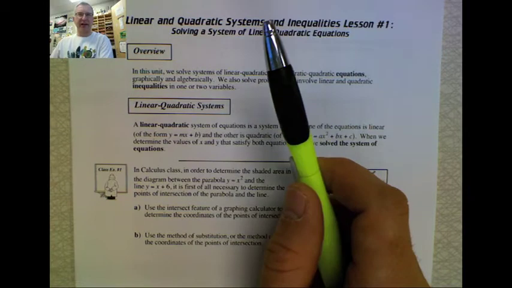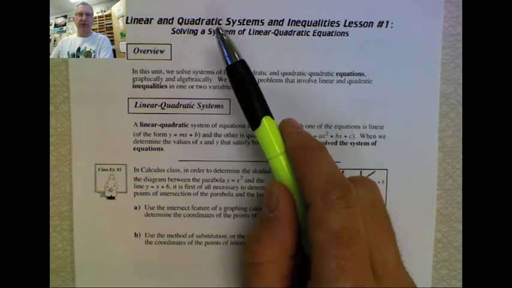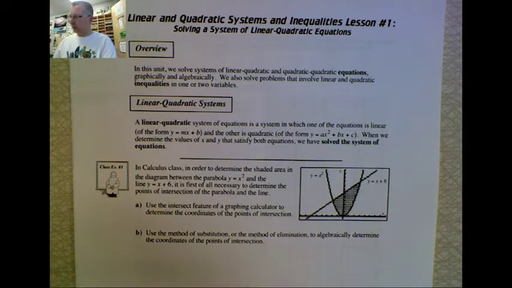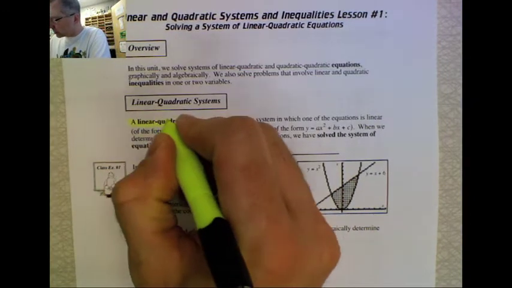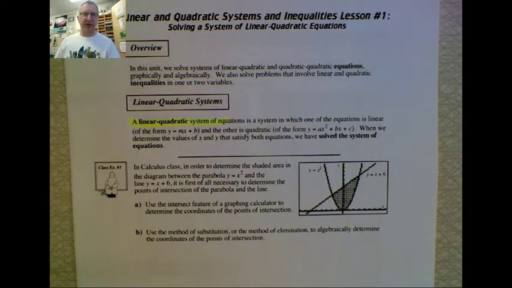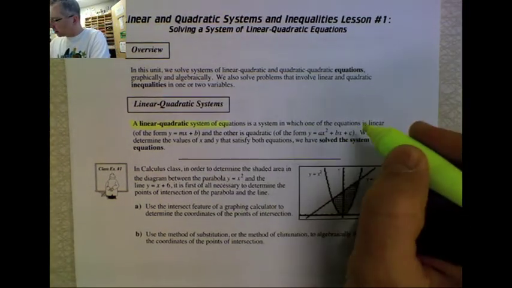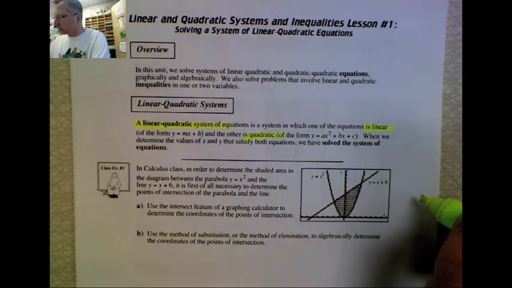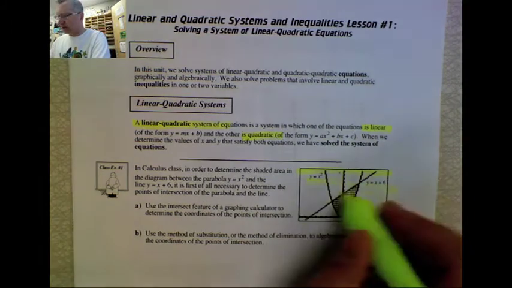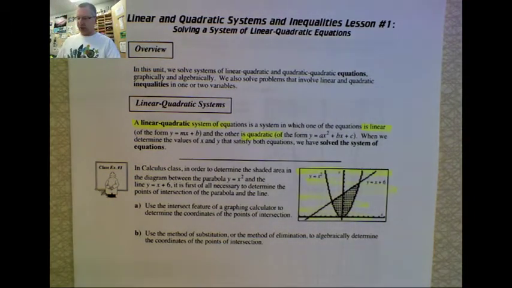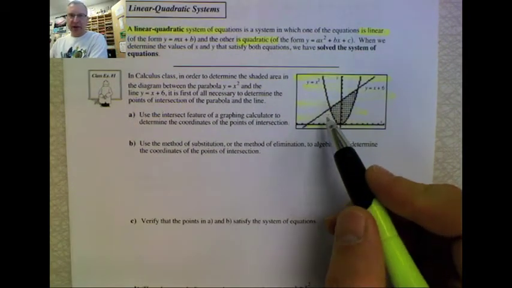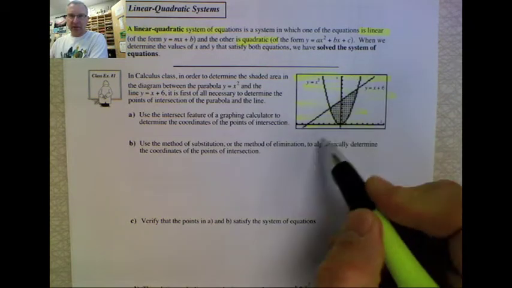So we're just going to extend that when we do linear quadratics, and then we will do quadratics in the following days. So the first type of systems of equations we're going to look at is a linear quadratic system. That's where we have a linear equation, which is a line, and a quadratic equation, which is a parabola. So if you look at this graph that they give us here on the right-hand side of this particular question, in this case, this is a linear quadratic system because we have a line and we have a parabola.